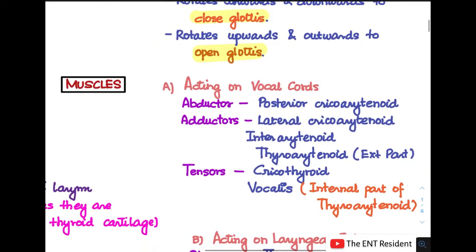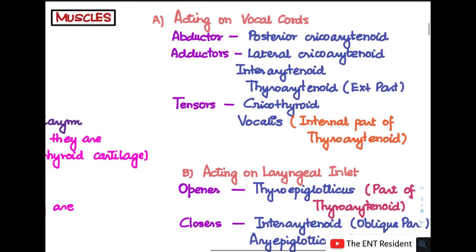Now when you come to the different groups of muscles which are composing the intrinsic muscles, we can divide them on the basis of who they are acting on. So the first group are the muscles which are acting on the vocal cords. Now these can be further divided on the basis of what their function is on the vocal cord. So the first is the abductor of the vocal cord, which is the posterior cricoarytenoid. Now posterior cricoarytenoid is a very important muscle because it is the only abductor in the larynx. There are no other abductors.